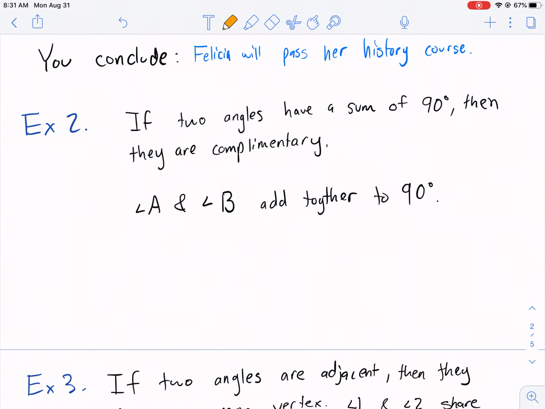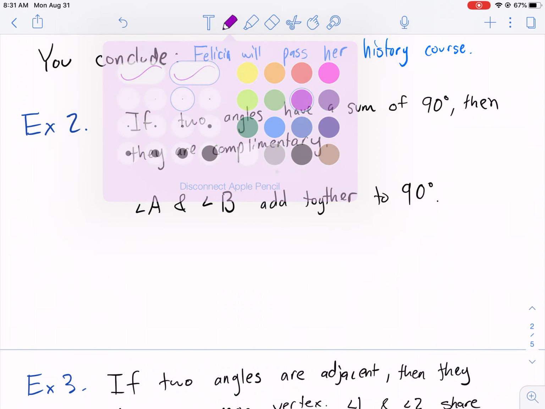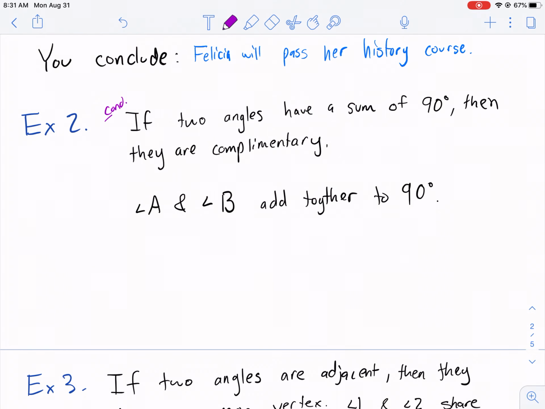Example 2, if two angles have a sum of 90, then they are complementary. This is an if-then statement. This is our conditional. We have a second statement. So this is our conditional, C-O-N-D, period, abbreviation. We have our second statement here. Second, I'm just going to write second. Angle A and angle B add together to 90 degrees.